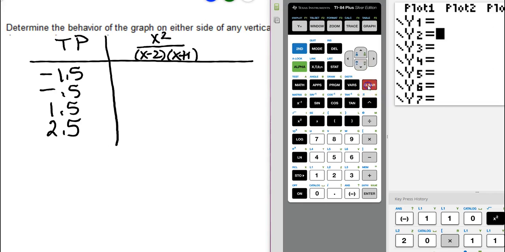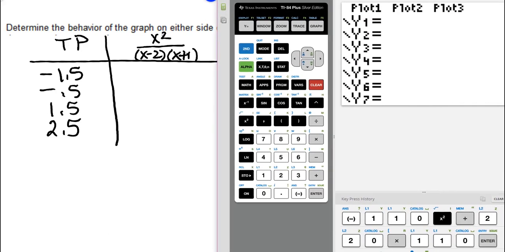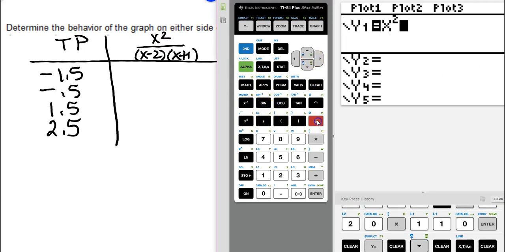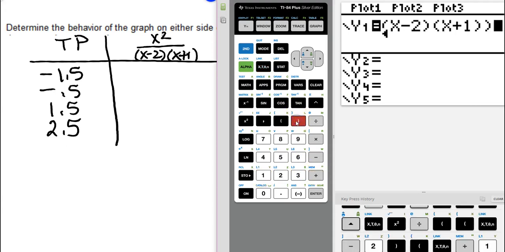So in my y equals menu, let me adjust this a little bit so you can see the whole thing. In my y equals menu, I will type my function. Let me do that in y1. X squared over, I'm going to put double parentheses, x minus 2 and x plus 1, and close that double parenthesis.